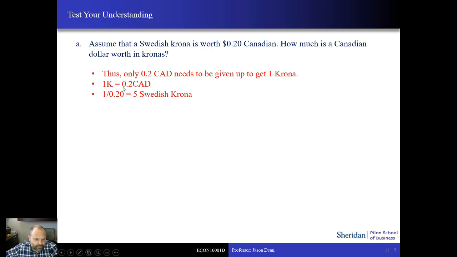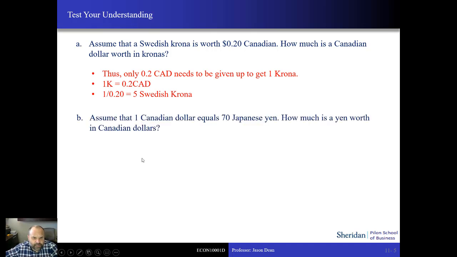So if we look here, we want to convert this to a 1, right? So if we divide both sides here by 0.2, we will get that 1 Canadian dollar equals 5 Swedish kronas. Now let's assume 1 Canadian dollar equals 70 Japanese yen. How much is a yen worth in Canadian dollars? So actually you might want to hit pause here, try and think about it, and then I'll come back and give you the answer. So hit pause.